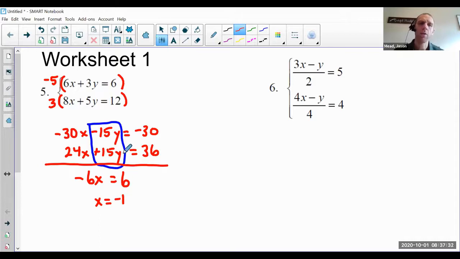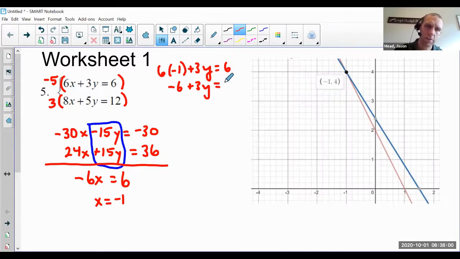That means in order to find y, I have to take this negative 1 and substitute it back into the original equations. You could pick the new equations, but the numbers are usually bigger, so it's probably better most of the time to choose the original equations. So I'm going to sub negative 1 back in for x in this original equation. 6 times negative 1 plus 3y equals 6. Then I solve for y: 3y equals 12, y equals 4.